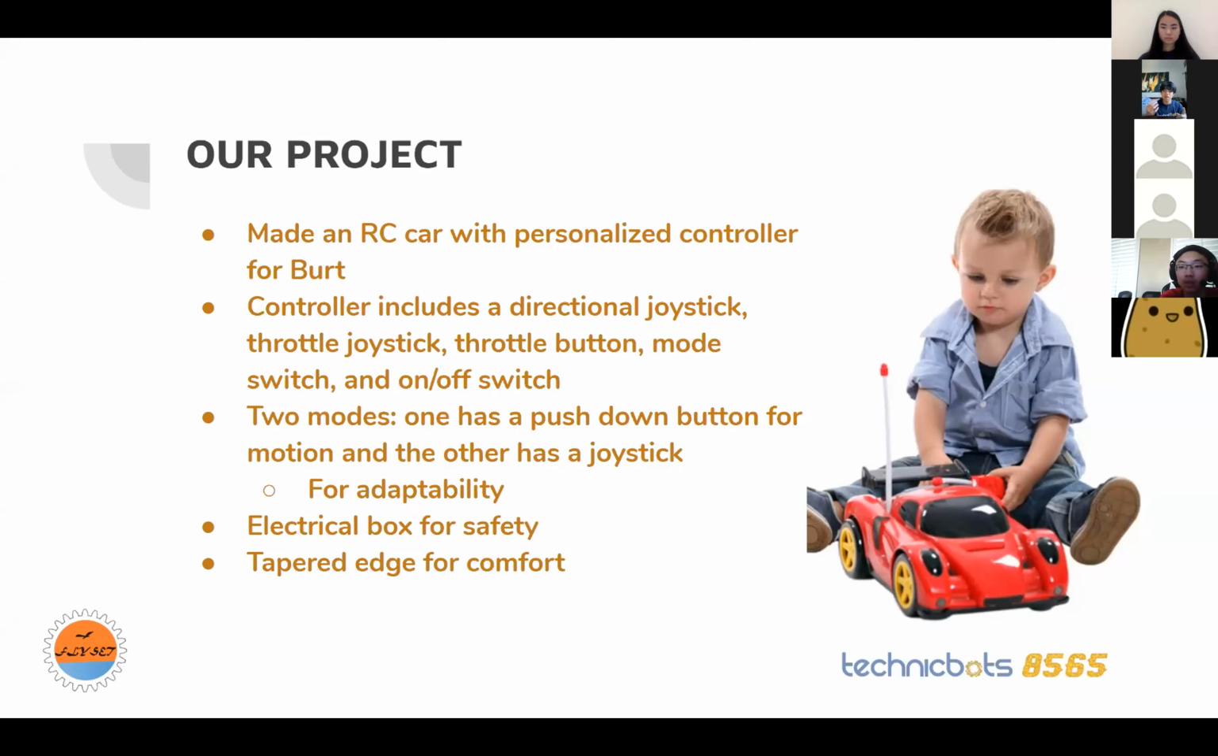So as long as his right thumb applies a certain amount of pressure to the button on the right side, his car will have power and he can control it with his directional joystick on the left side. And the other mode would be when he's more advanced and his right thumb can control the power with the joystick. So same thing, left joystick is directional, but the right joystick can control positive power and negative power instead of just the button to press that. We had an electrical box inside the controller for safety reasons and a tapered edge for comfort.